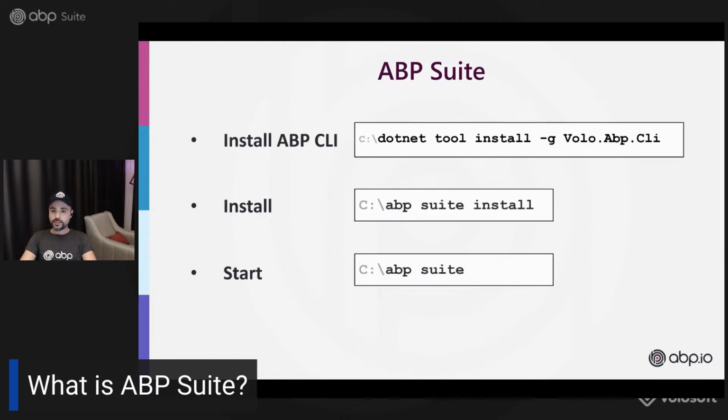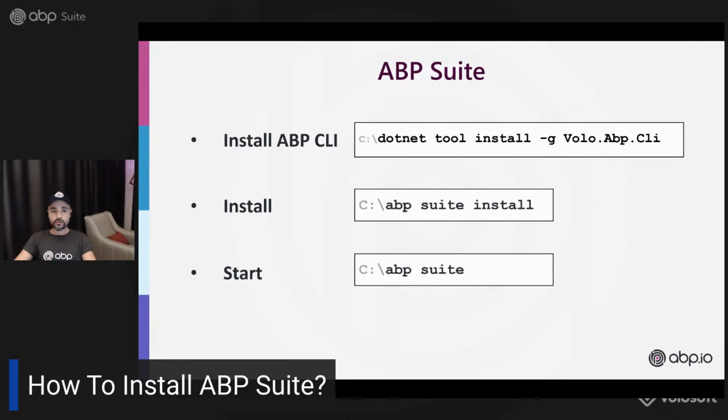So before installing ABP Suite, you need to first install the ABP CLI. You can install the ABP CLI with the dotnet tool install -g Volo.Abp.Cli command by writing it to your terminal. And it will be a global .NET tool. And then you will write abp suite install. This will install the latest stable version of ABP Suite.